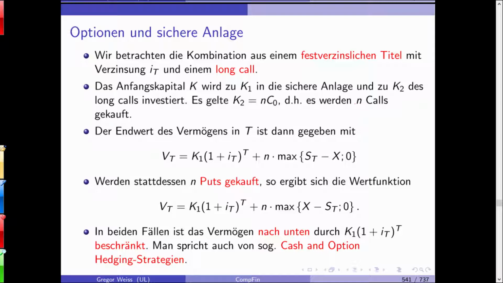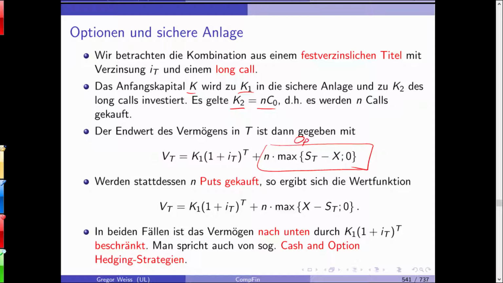You can then also combine options and a risk-free investment, for example, a fixed income product. Now assume you have capital K and you are investing K1 in the risk-free asset and K2 in a long call. Then of course K2 is just N times the call price, so you can buy N calls, and the terminal value of your investment is given by N times the payout profile of the option.